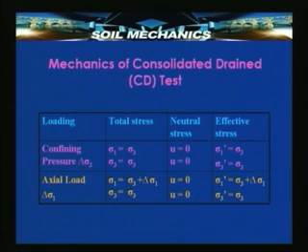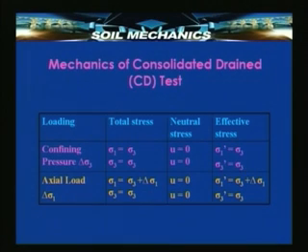Let us take a look at the mechanics of the consolidated drain test quickly. Here is this table which we discussed last time, which shows the pressure variation with the loading. Here, for example, when the confining pressure is applied, the total stress is equal to the confining pressure in both directions, because the specimen is surrounded by water and water transmits pressure equally in all directions. Water does not take any pressure because drainage is permitted, water is allowed to be expelled. Pore pressure or neutral stress is 0. Effective stress is simply equal to the applied stress sigma 3 in both directions.